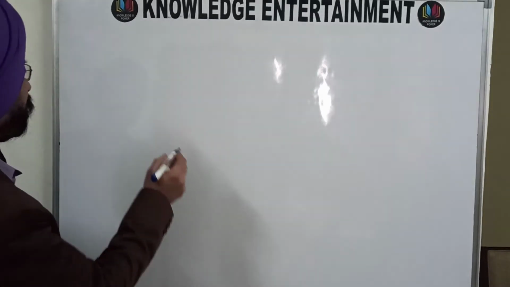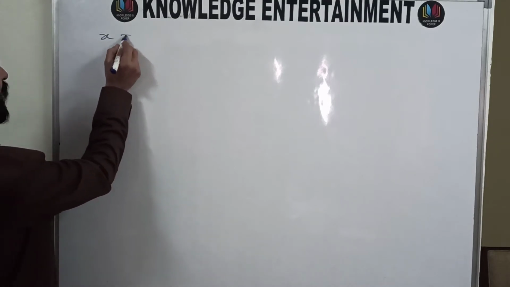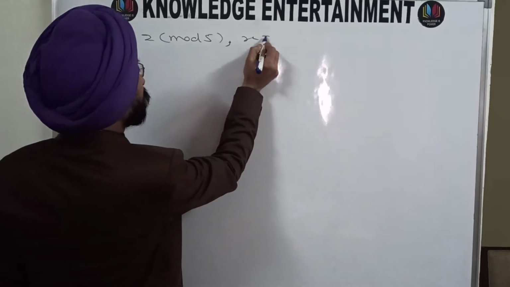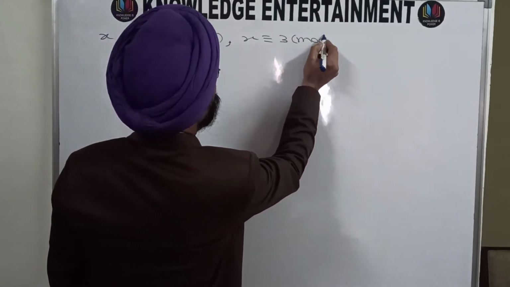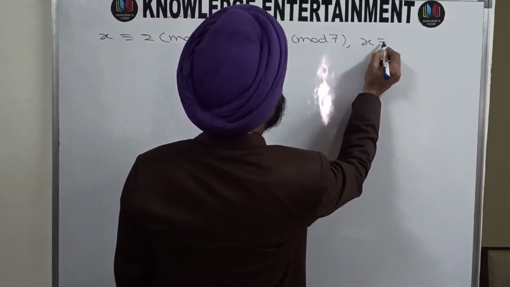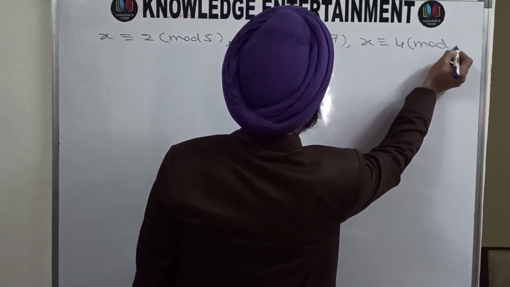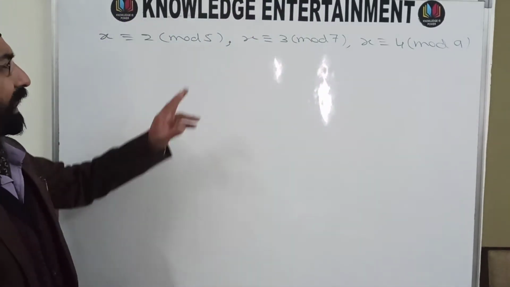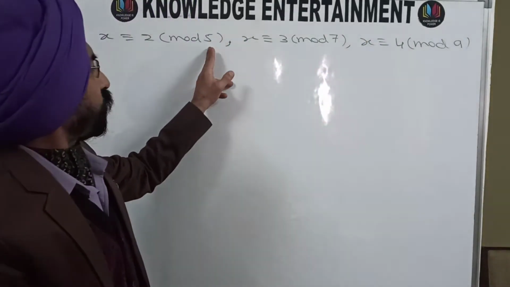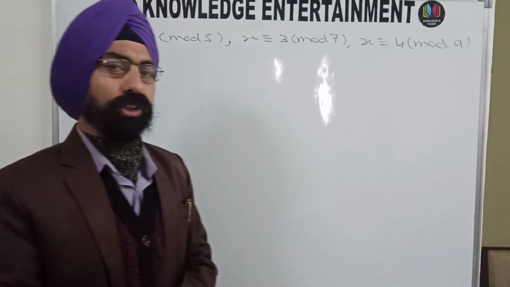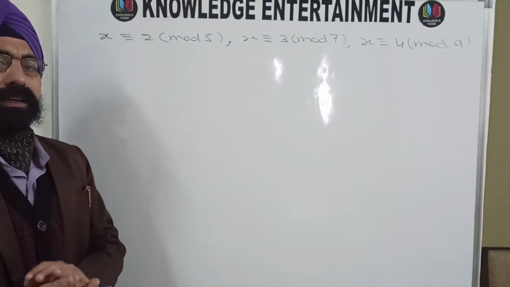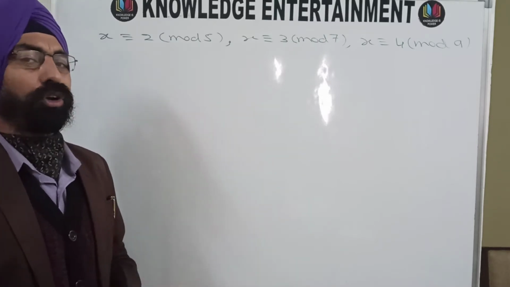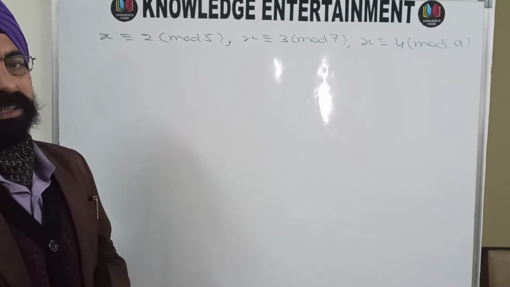So let us see one problem, a system of linear congruences: x is congruent to 2 modulo 5, x is congruent to 3 modulo 7, x is congruent to 4 modulo 9. It is a system of congruences with m1, m2, m3. Here m1 is 5, m2 is 7 and m3 is 9. So m1, m2 and m3 are relatively prime in pairs. So this system of linear congruences can be solved using the linear Chinese remainder theorem.